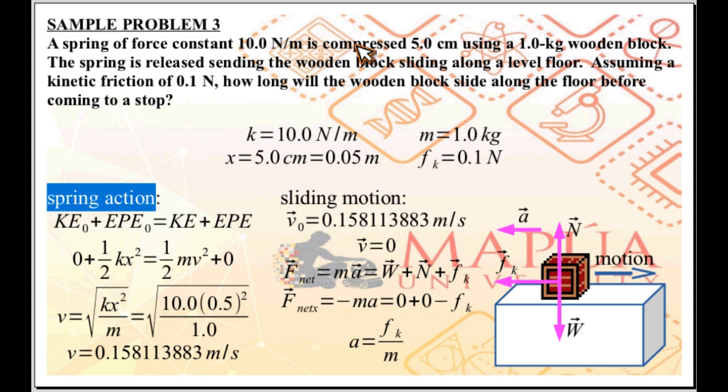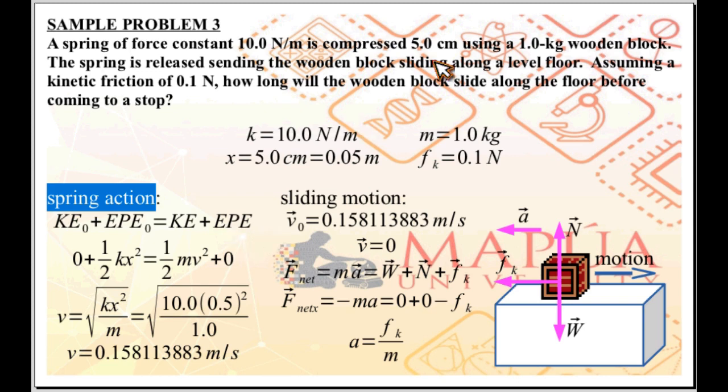The spring is compressed and then released. The spring, using the energy stored in it, will perform work on the wooden block, giving it an initial speed. So using conservation of energy analysis, you have initial energy is equal to final energy. You have initial kinetic energy plus initial elastic potential energy is equal to kinetic energy final plus elastic potential energy final.